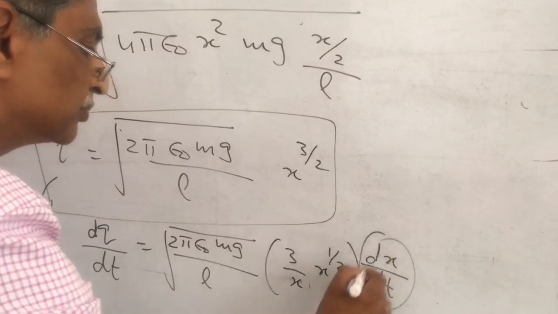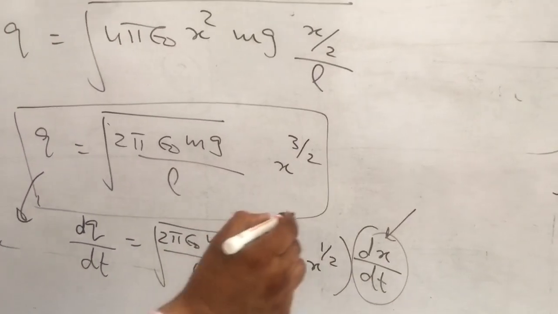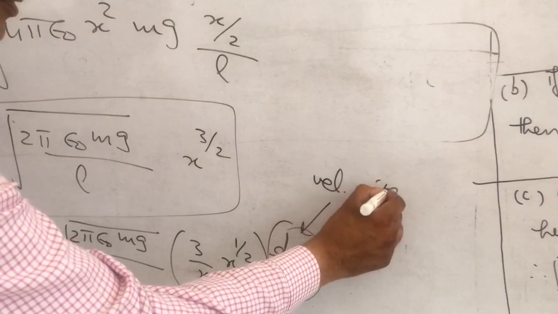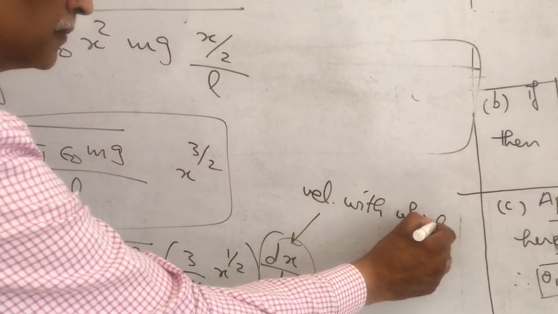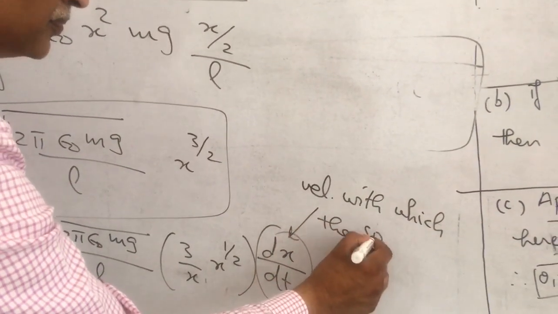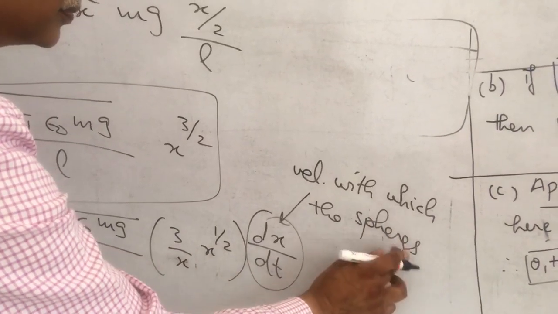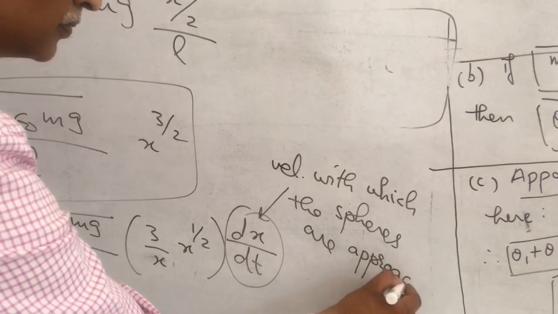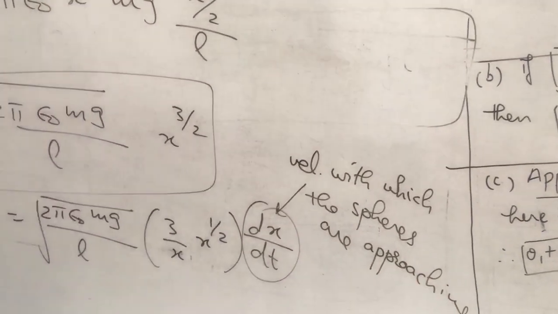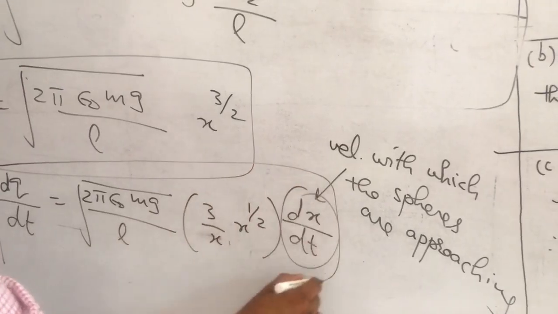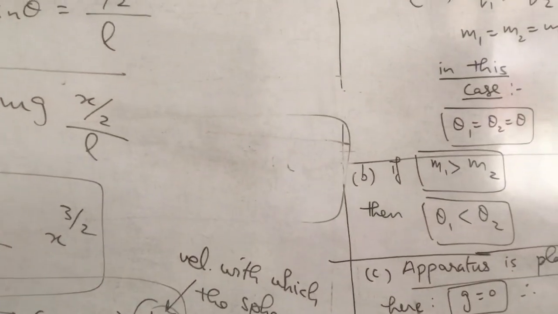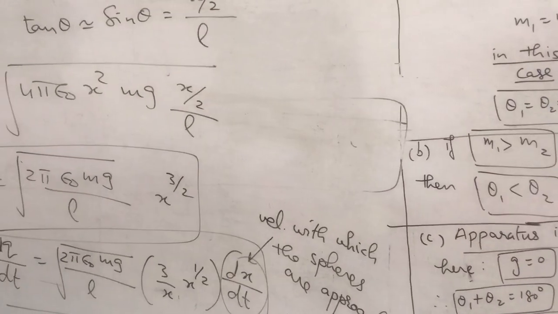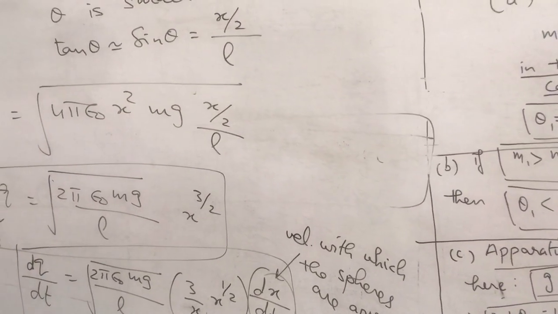And what is this dx by dt? Dx by dt is the velocity with which the spheres are approaching. So using this equation, I can solve the second type of problem. So I have discussed two problems using Coulomb's law.